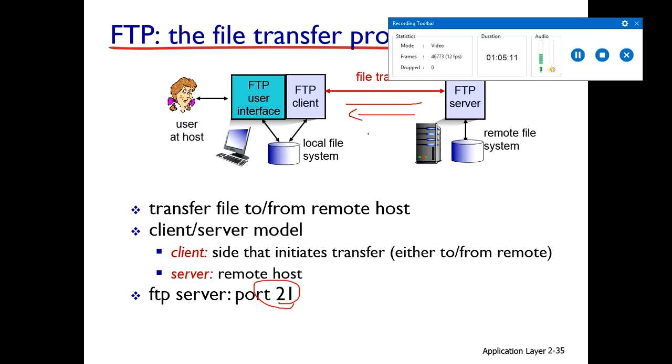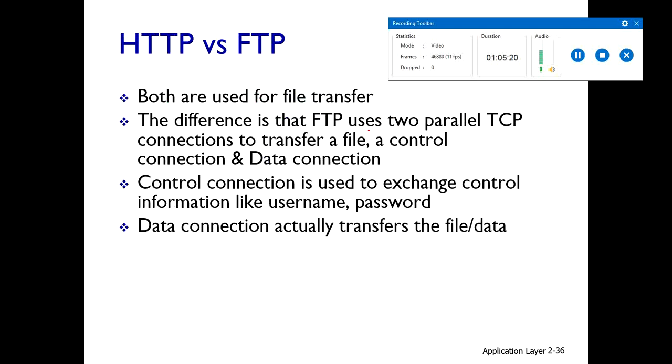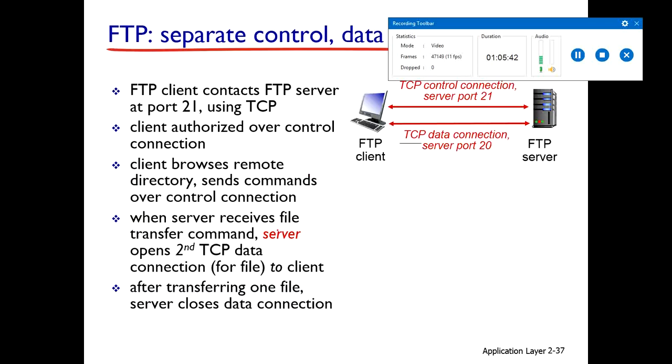Now, because FTP uses a separate control connection, FTP is said to send its control information out of band. So I have just explained this. They are used for file transfer, and the difference is that FTP uses two parallel TCP connections, one for control and one for data. Control is used to exchange information like username and password, and data actually transfers the file.